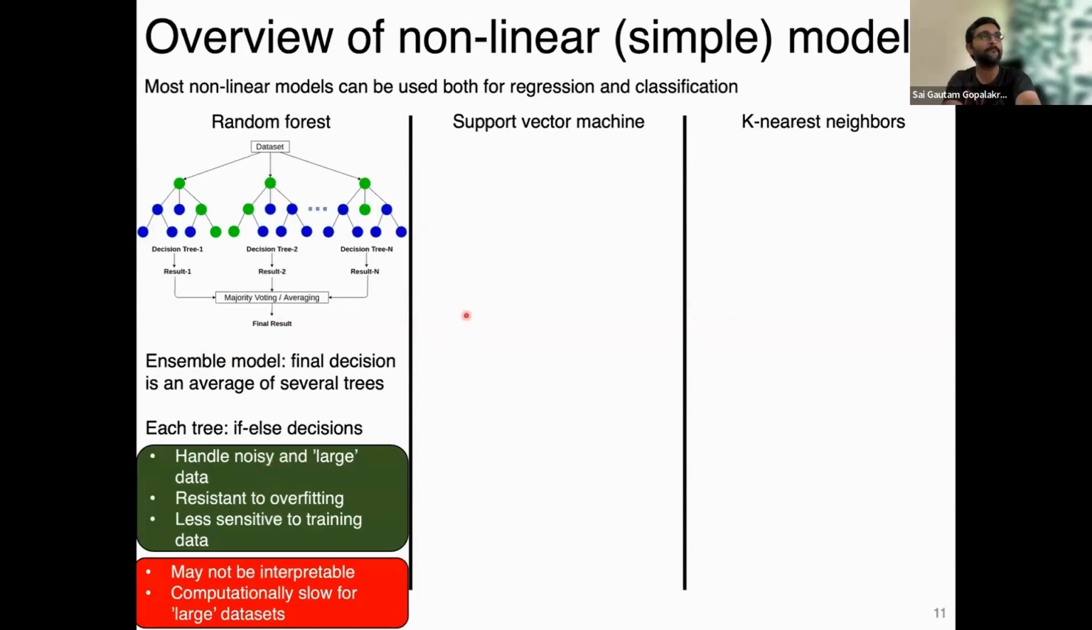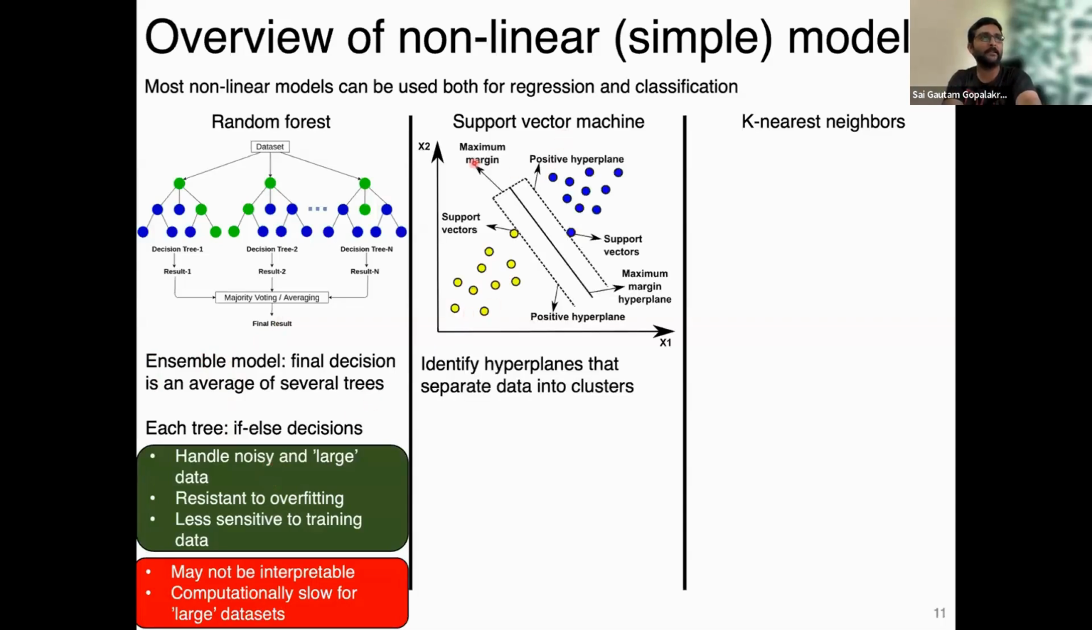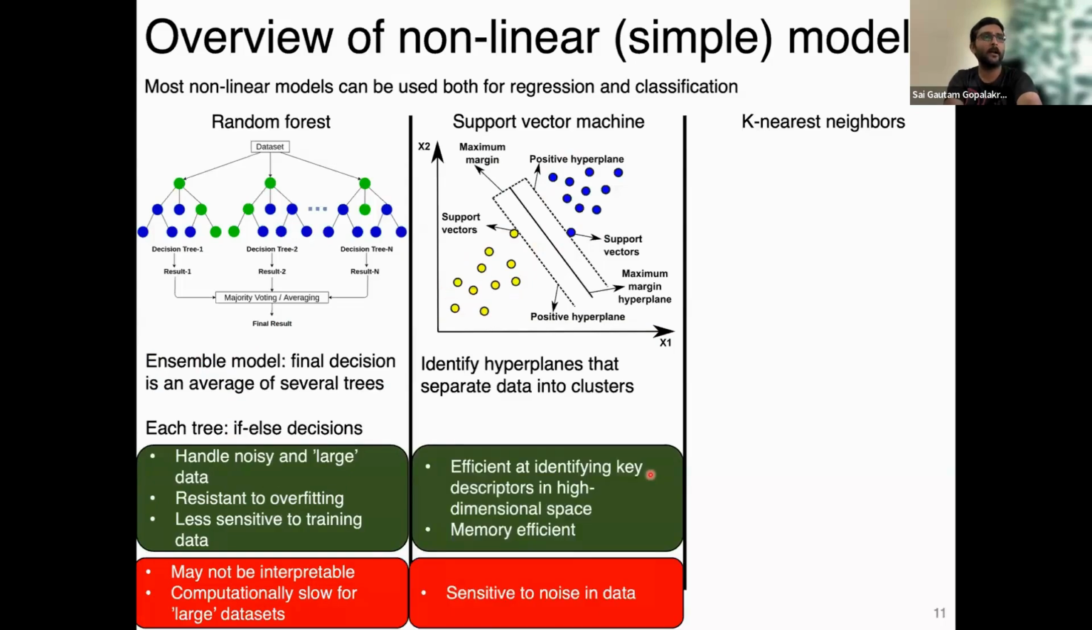With respect to support vector machines, here we are trying to form hyperplanes between collections of data, and then when a new data point comes in, we try to identify whether it's going to go through these blue spheres or through these yellow spheres. And these are some of the pros and cons of support vector machines.